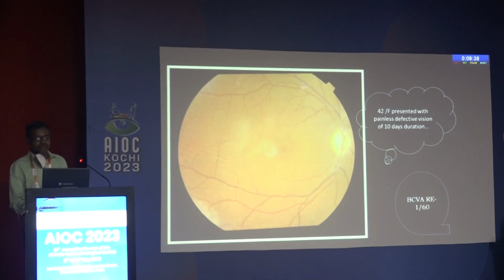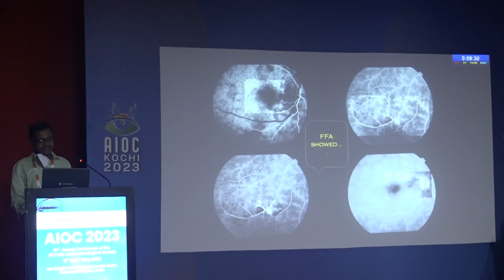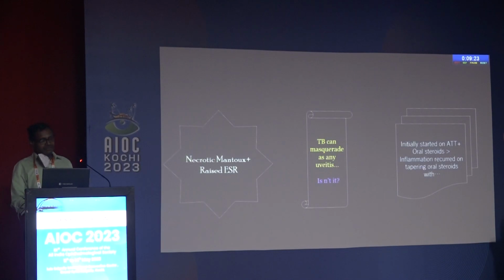This was a patient who presented with defective vision of 1/60, and you see some funny looking macular choroidal lesions, and we did an FFA. If you carefully see, there was some peripheral vascular leak, and we did all the investigations. Mantoux showed necrotic mantoux, which was sort of pustule and big ulceration with raised ESR. So this necrotic mantoux is like a histopathological slide. No wonder we started ATT along with oral steroids.